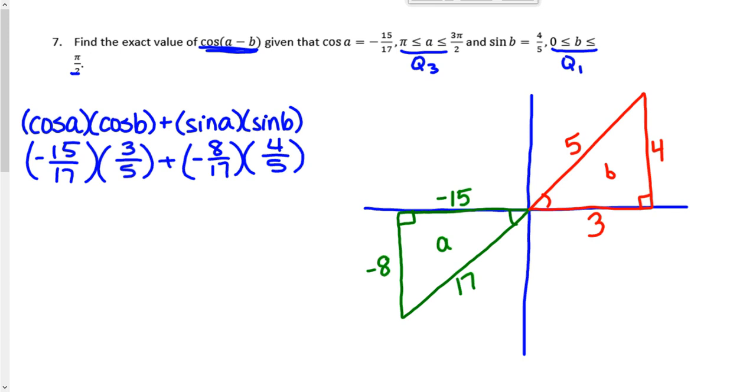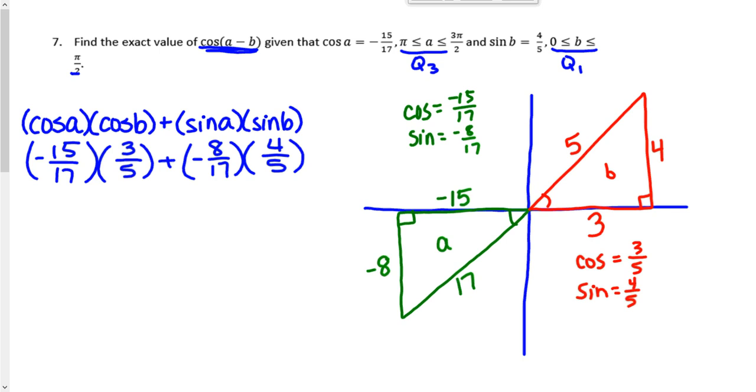All of those things, that's why we have to build the triangle, because we have to be able to pull the sine, cosine, and tangent. Some people, as soon as they draw the triangles, will go ahead and put, like, cosine is negative 15 over 17, sine is negative 8 over 17, and tangent if they were to need it. And then over here, cosine is 3 over 5 and sine is 4 over 5. That way, when they go to plug it in, it's already done. That's fine. I'm cool with that. Okay.